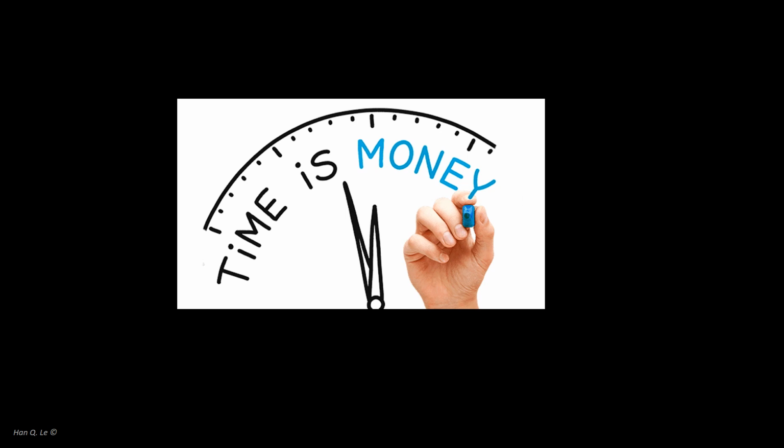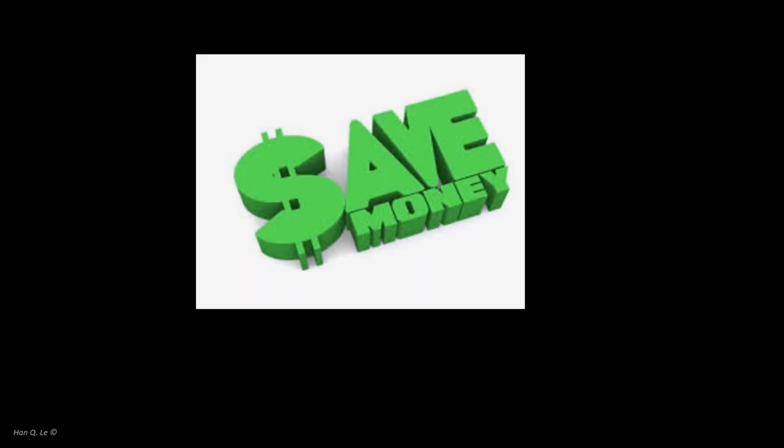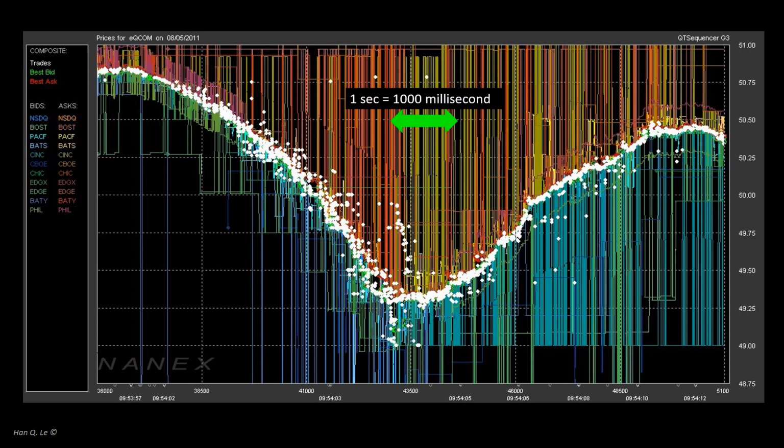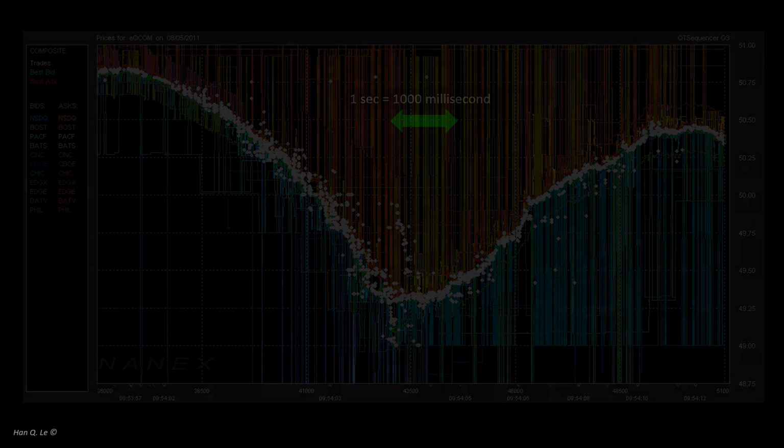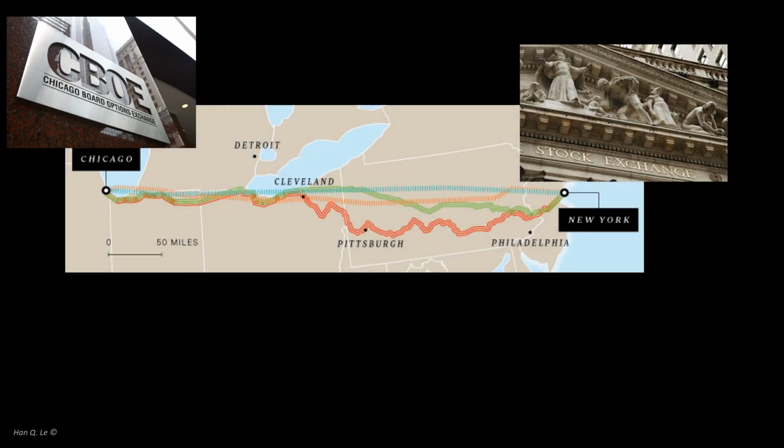Time is money. Saving time is saving money. How much is saving 0.03 of a second, that is 3 milliseconds, worth? The data connection between the New York Stock Exchange and the Chicago Board Options Exchange was based on an old optical fiber path that had been laid along the old AT&T copper cable telephone routes connecting cities and small towns from New York to Chicago.